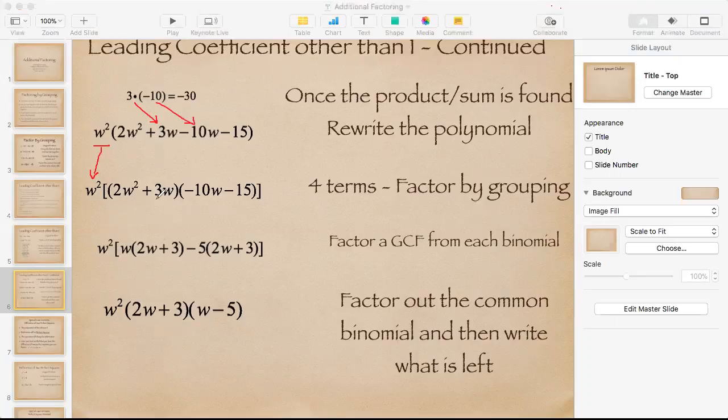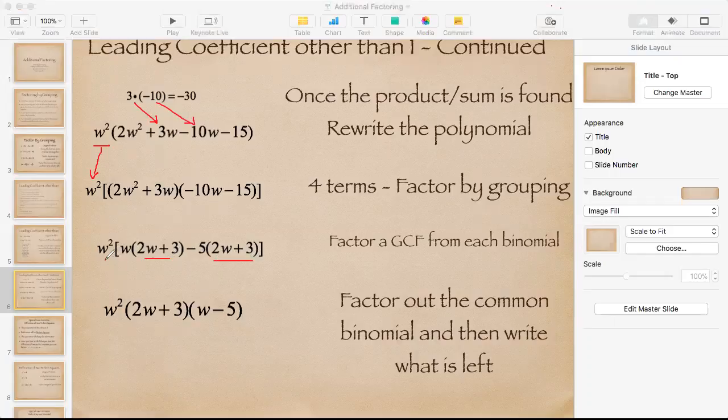On the first one, my common factor happens to be a w, so I'm going to take a w out, and I'm left with a 2w plus 3. In the second set of parentheses, I'm going to look at it and see what can be factored out. And in this case, I can take out a negative 5. So if I take out a negative 5, I'm going to be left with a 2w plus 3. And then I have these common binomials. And I'm going to factor out those.